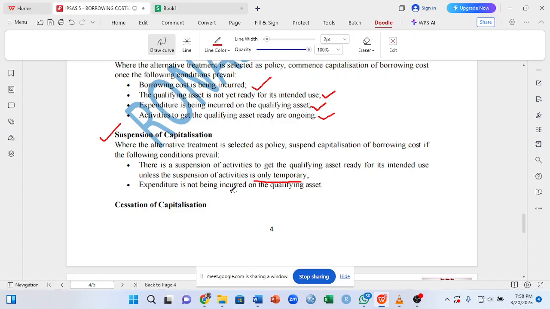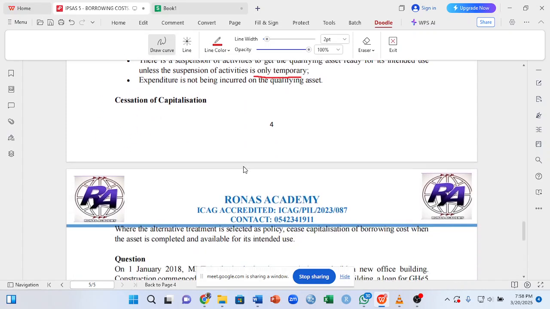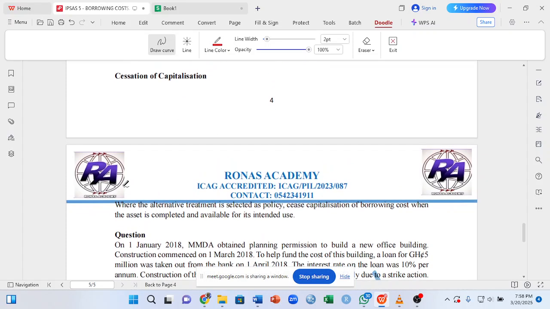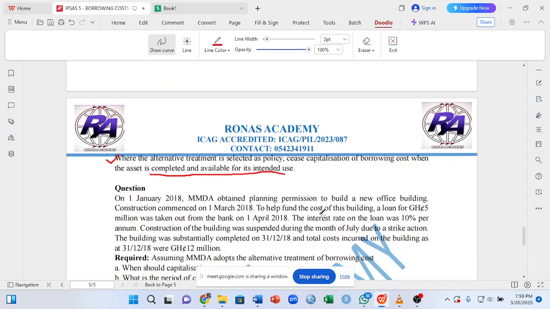Then the next one is that expenditure is not being incurred on a qualifying asset. So maybe during that period, you are not incurring expenditure for a particular qualifying asset. This is something a little different from FR. And then the last one, when do you cease capitalization? Where the alternative treatment is selected, you cease capitalization when the asset is completed and available for its intended use.